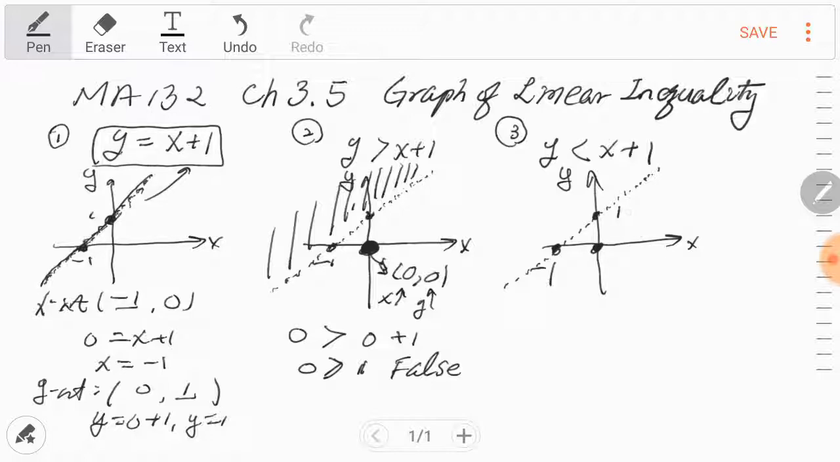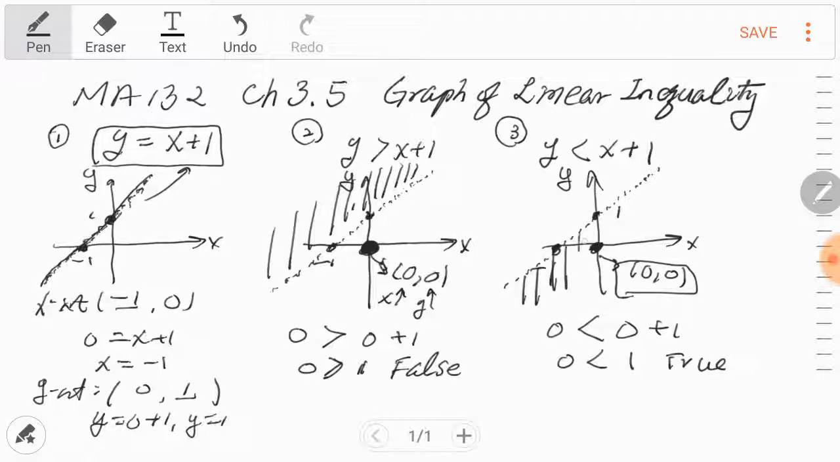Select any point not on the line. The best one is the origin, 0, 0. Check the inequality: y equals 0 less than x equals 0 plus 1. Then 0 is less than 1. This is true. If this is true, then the solution is the area that contains the point that we just tested. So highlight that area. This is the graph of the linear inequality.